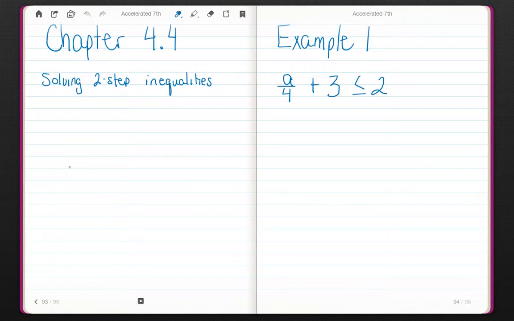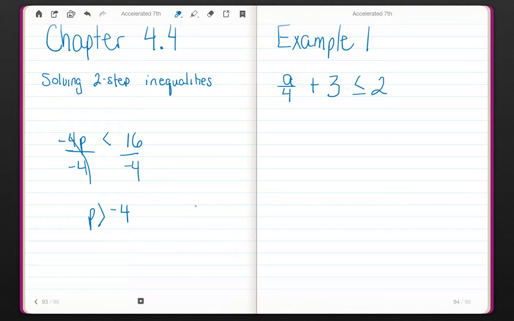Chapter 4.4, Solving Two-Step Inequalities. So far we have solved addition, subtraction, multiplication, and division inequalities. We have talked about when you multiply or divide to solve an inequality, and you're dividing or multiplying by a negative, that you switch the sign. So P would be greater than -4.